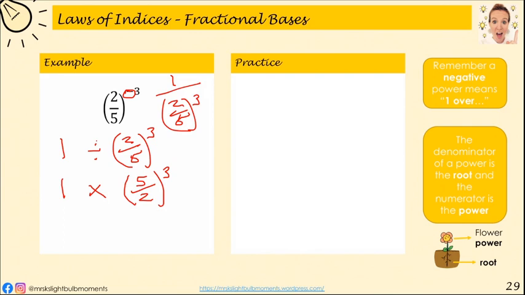Cube the numerator. 5 times 5 is 25, times 5 is 125. And cube the denominator. 2 times 2 times 2 is 8. So that is our answer. So you don't have to do all of this work every time. It's just where I'm showing you that it's the same. Dividing is the same as flipping and making that reciprocal.